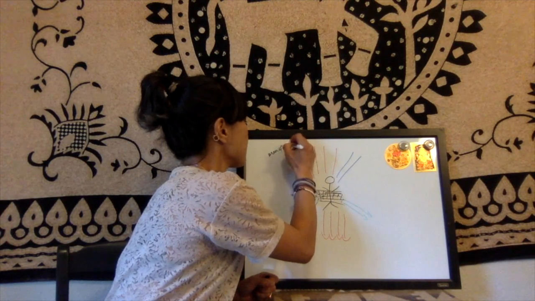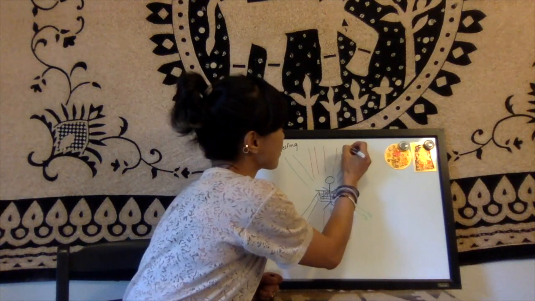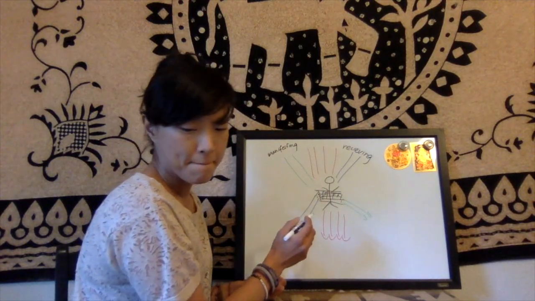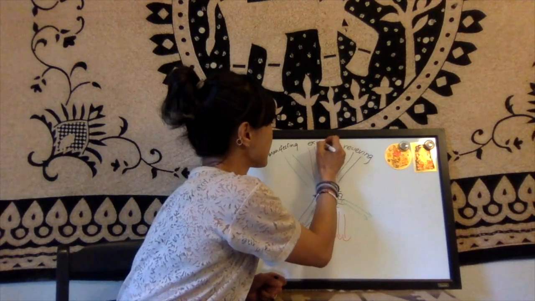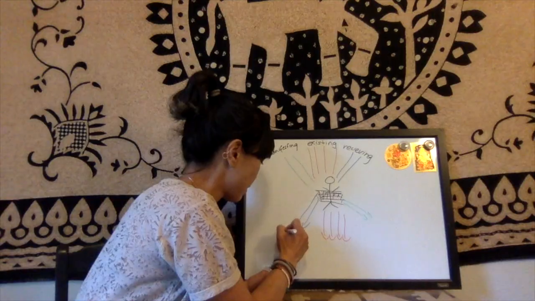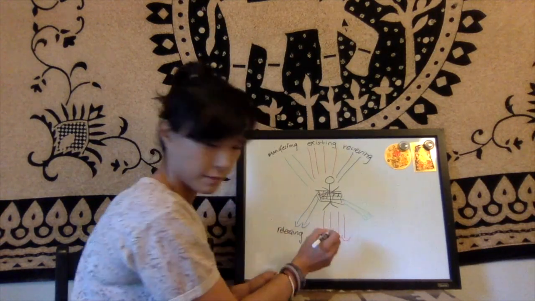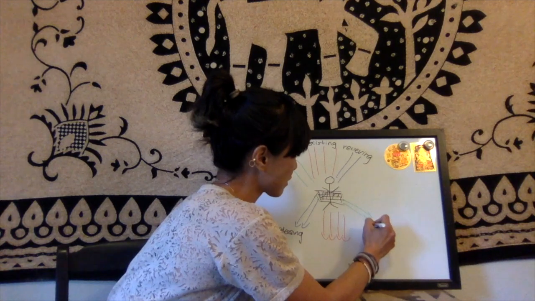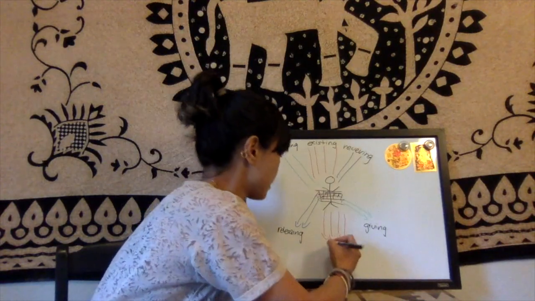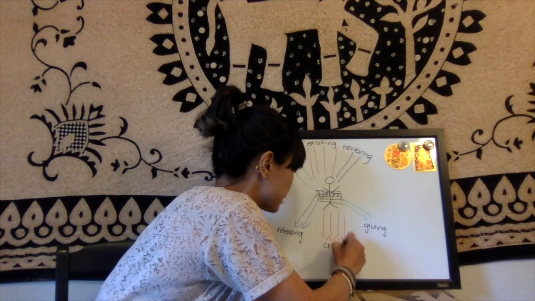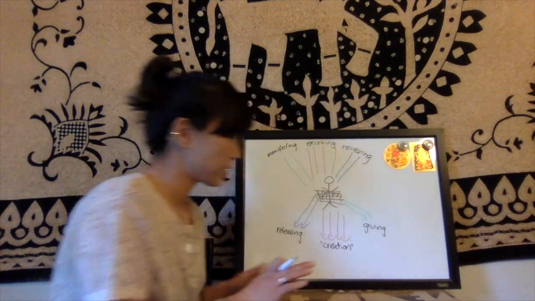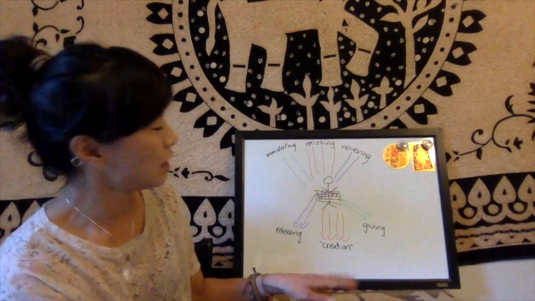Manifesting. Receiving. Okay. This might be pre-existing. And then this is releasing. This is giving. And I put this as in creation. I'll just put creation because it's kind of a complicated word.